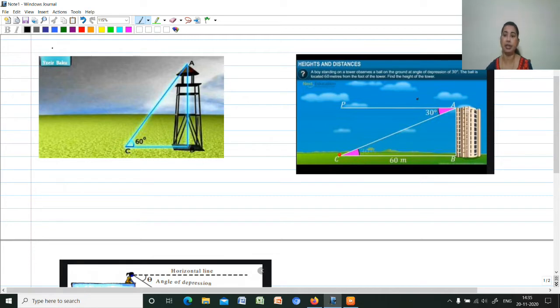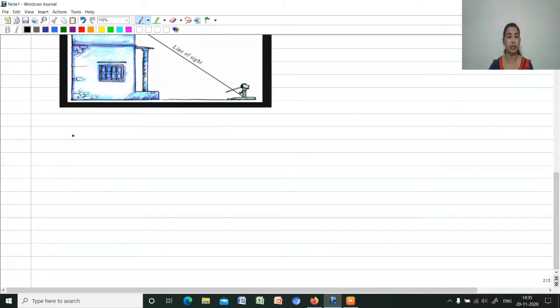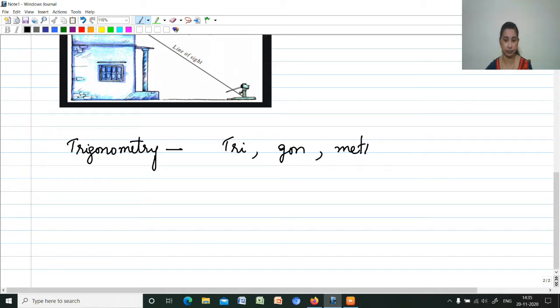For that we are mainly using trigonometry, and trigonometry is derived from three Greek words: tri, gon and metron. Tri means three, gon means sides and metron means measure. So measuring the sides of the triangle, that is what we are actually doing in trigonometry.